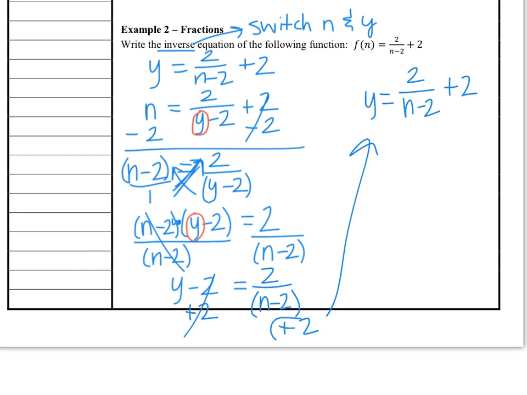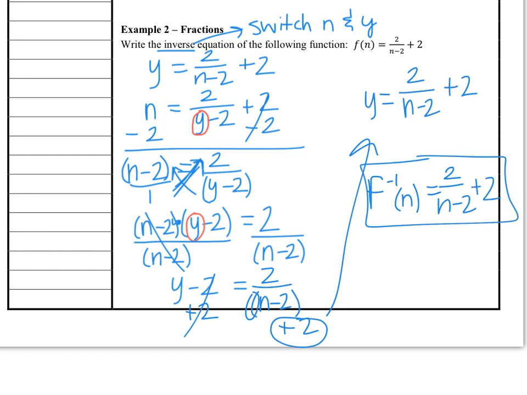Okay, so again, that 2 we're just going to tack on the end because you can't combine it with that fraction at all. And once we have nothing left over to multiply by over here, we can drop those parentheses and just write n minus 2 without parentheses. So again, I'm going to rewrite this as f inverse of n is equal to 2 over n minus 2 plus 2. Okay, so go ahead and flip onto the next page.